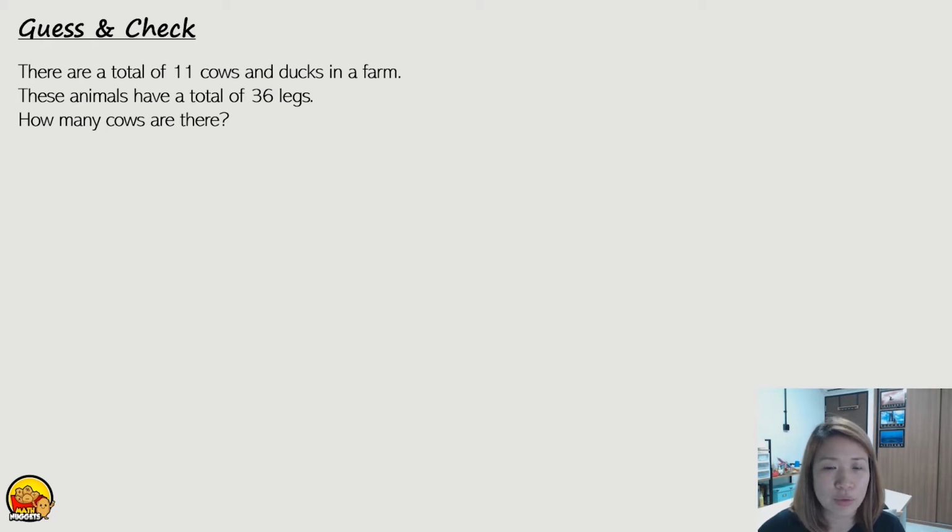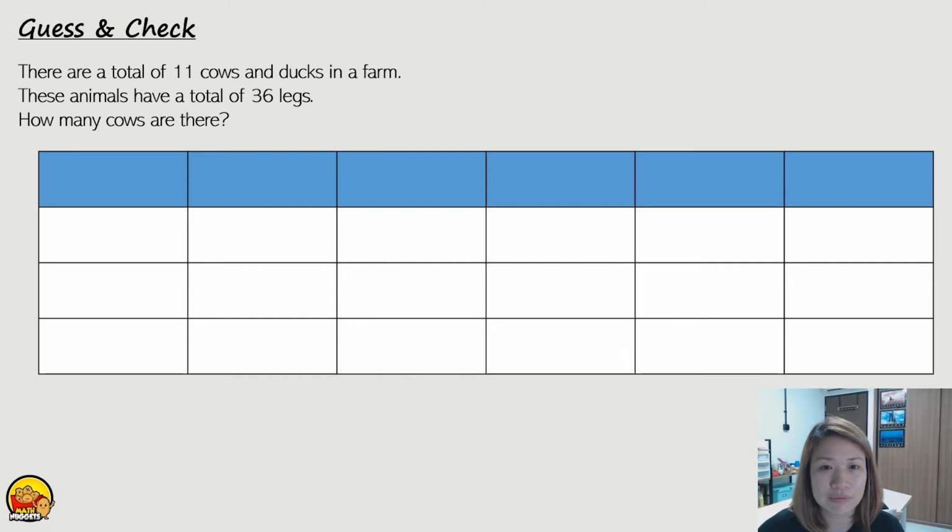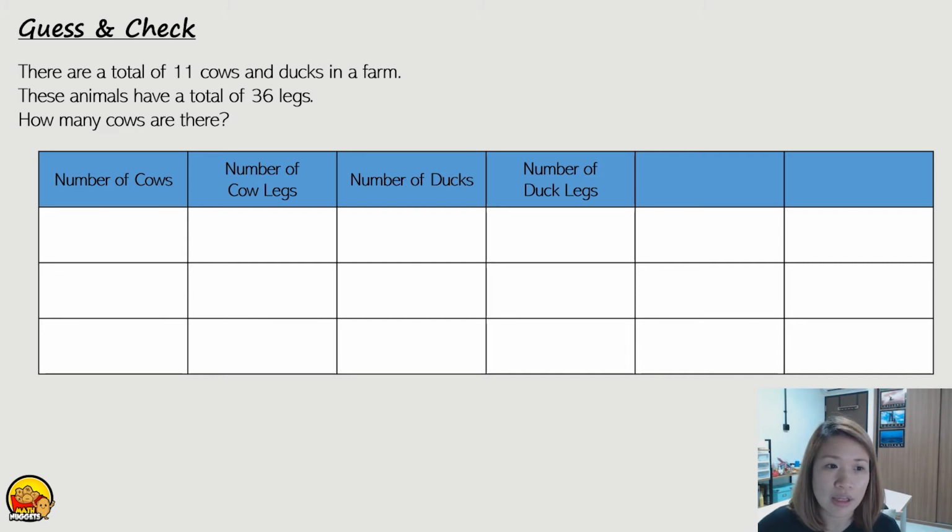So when we do guess and check, we will draw a table. We need 6 columns. So what do we write for the header? Let's look at the first column. I am going to write number of cows. Second column, find out the number of legs that belongs to the cows. Next, number of ducks. Then we need to find out the number of legs that belongs to those ducks. And another column that adds up the total number of legs. And the last one will be to check.